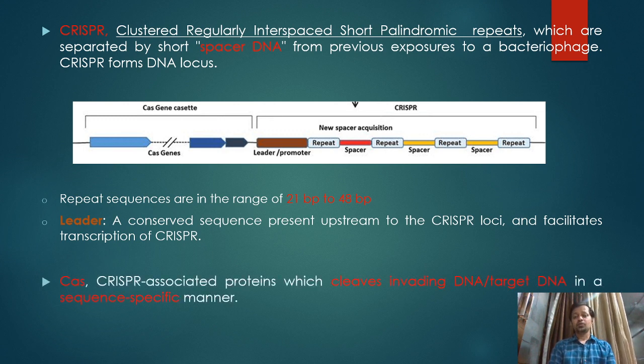Cas stands for CRISPR associated proteins, which form a complex with CRISPR RNA and help in targeting or degrading target DNA in a sequence specific manner.